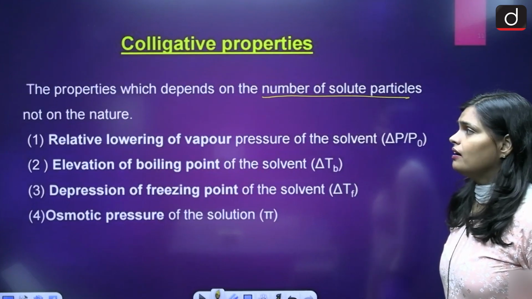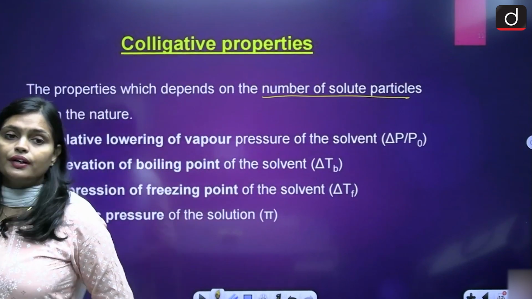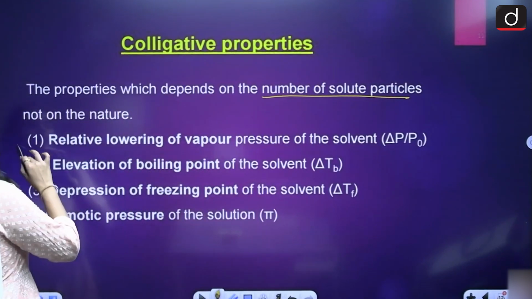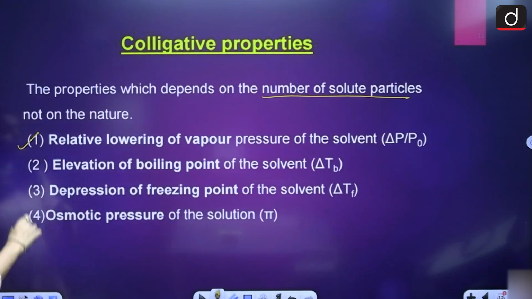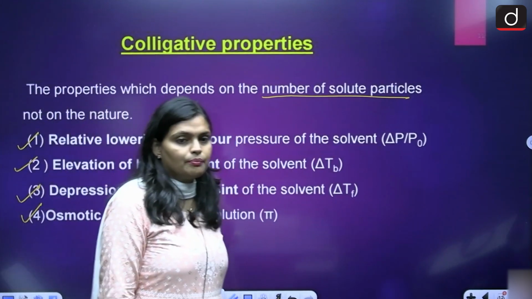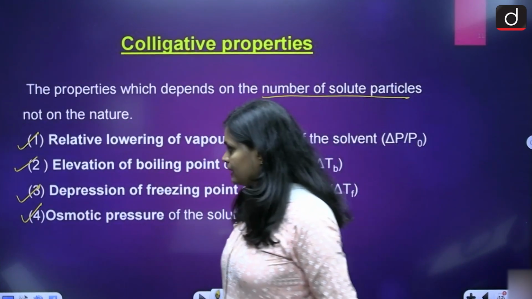So basically we have 4 types of colligative properties. What are the 4 types? Relative lowering of vapor pressure, elevation of boiling point of the solvent, depression of freezing point of the solvent, and osmotic pressure of the solution. All right, these are the 4 types of colligative properties.